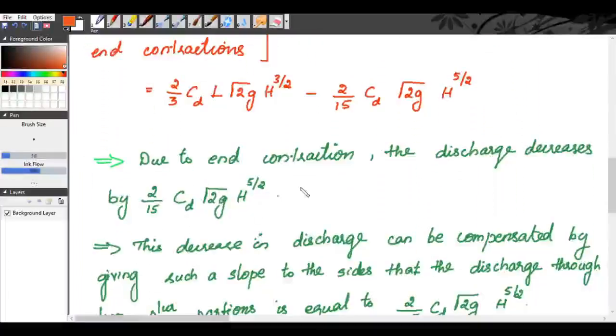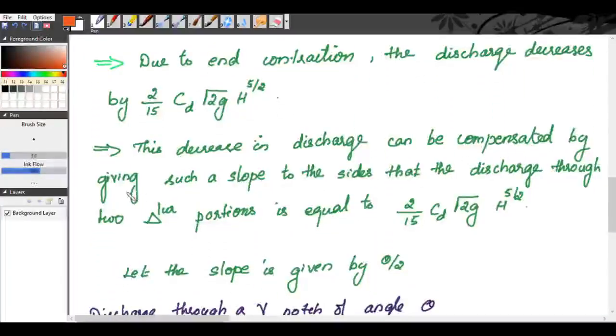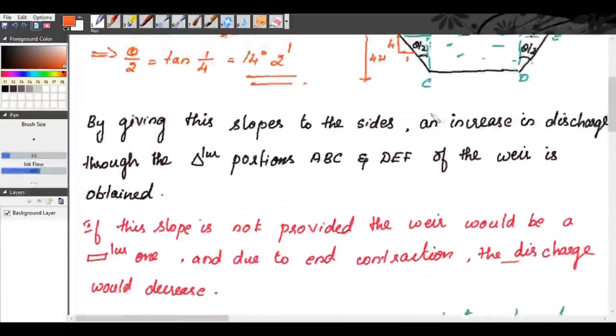Now, due to end contraction, the discharge decreases by 2/15 CD into root of 2G H raised to 5/2. So this decrease in discharge can be compensated by giving such a slope to the sides that the discharge through the two triangular portions is equal to 2/15 CD root 2G H raised to 5/2. See, this much is the reduced discharge. So in order to compensate this, you can give a slope in such a way, and let us take that slope as theta by 2. That is what we have marked here, theta by 2.